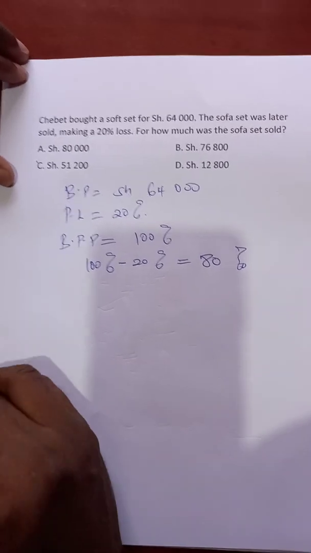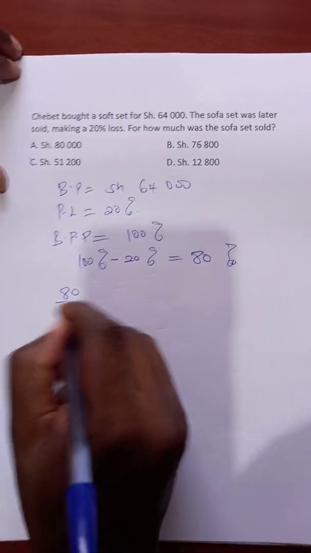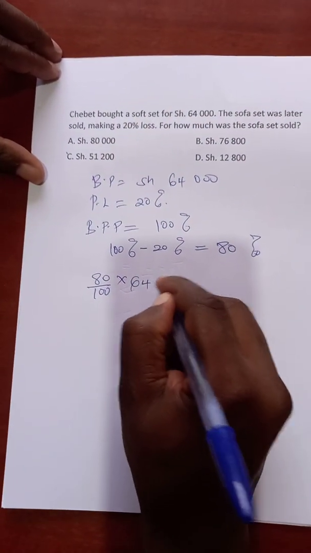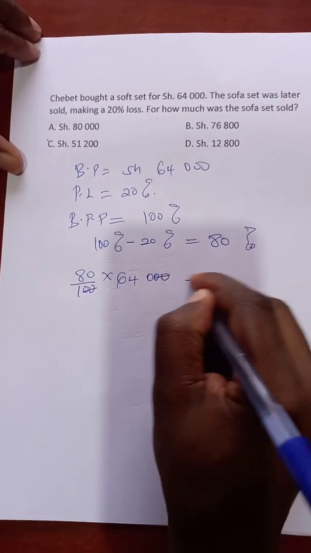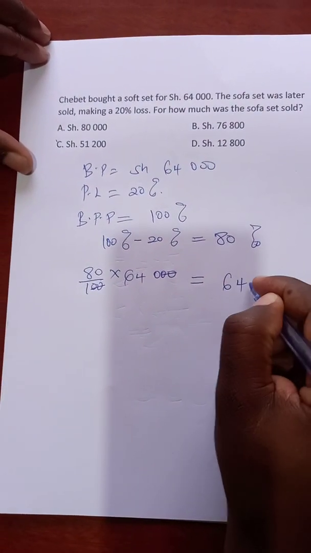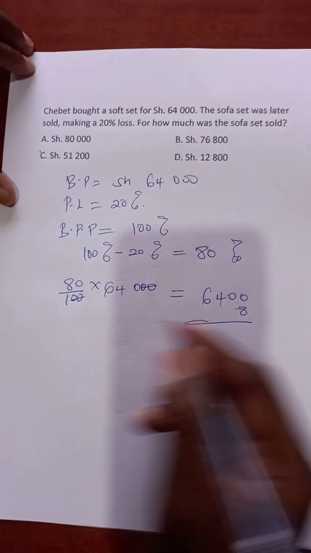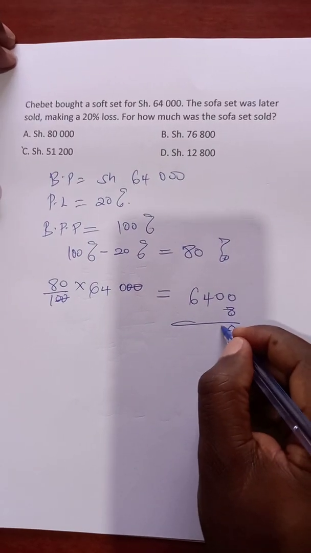So it will be 100% minus 20%, which gives us 80%. Learners, we are supposed to calculate the selling price. Our selling price percentage is 80 out of 100 times the buying price, which is 64,000. Cancel your possible by 2 zeros go, by 2 zeros go. You are left with 640 times 8. You place 0 there, you multiply by 8. 0 times 8, 0. 8 times 0, 0.